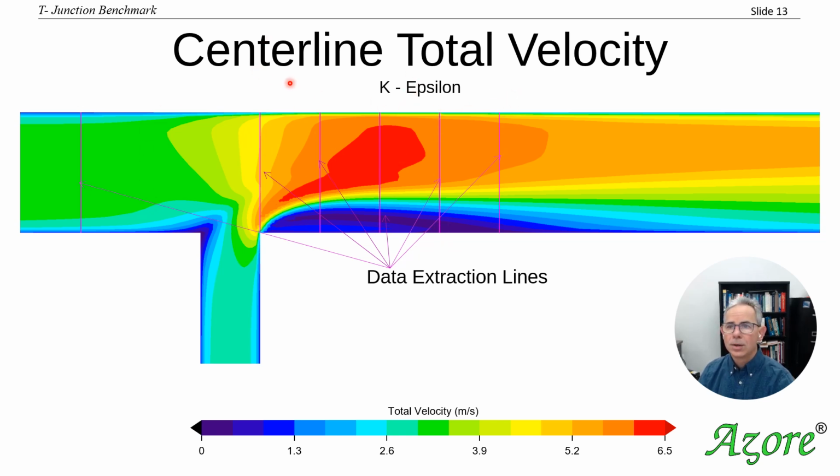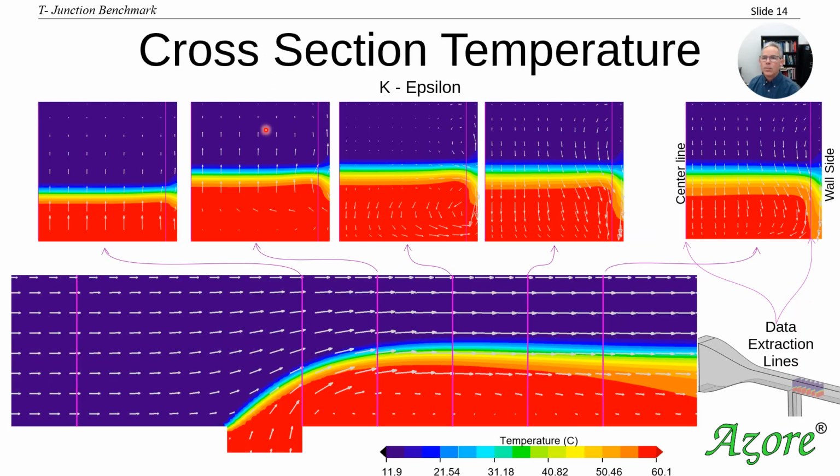And this is a total velocity prediction right at the center line. So we also have some lines across there, and I thought maybe we could look at the temperature distribution with respect to these lines. So right over here is a little isometric view of the ductwork and the temperature distributions, and we're going to pick some cutting planes in here and look at the temperature distribution on those cutting planes. Right up in here, this would be the wall side of one of these cutting planes, and this would be along the center line.